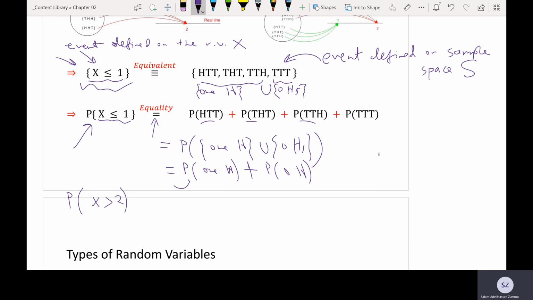In order to find it, you need to find the corresponding event on the sample space. This is an event or what? You find where? In the sample space or the random variable space, right? In order to find it, you need to go to the sample space and find the corresponding event and then find the probability.